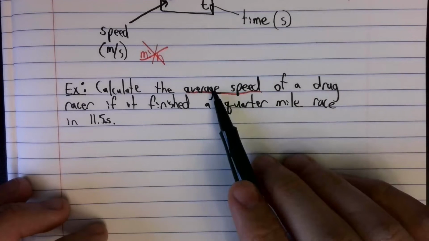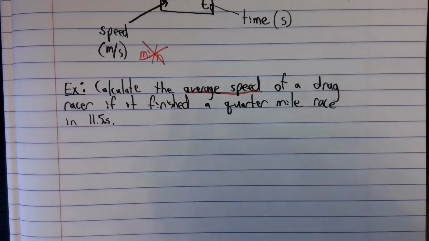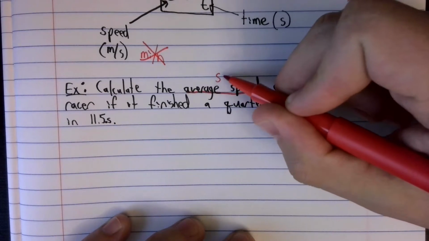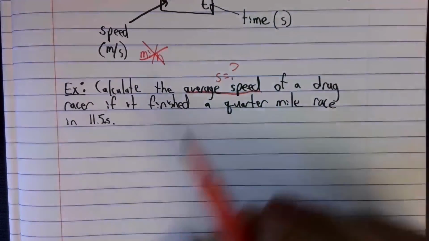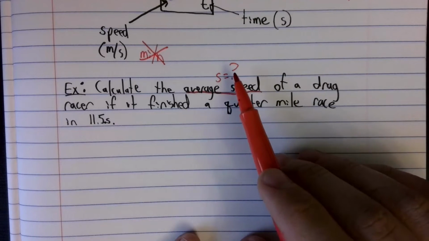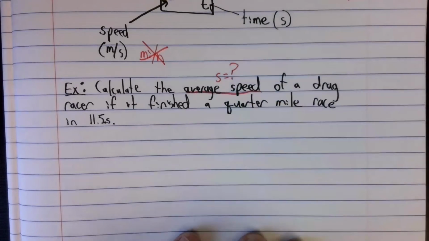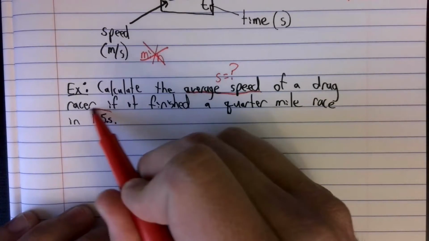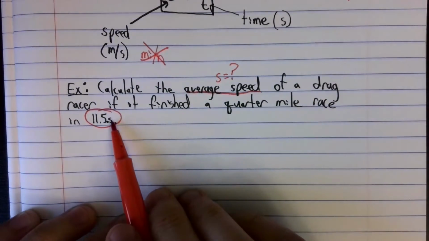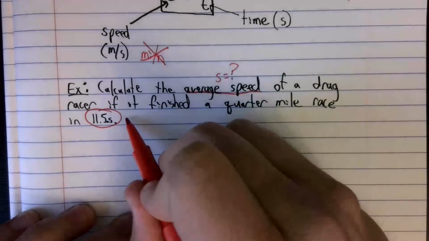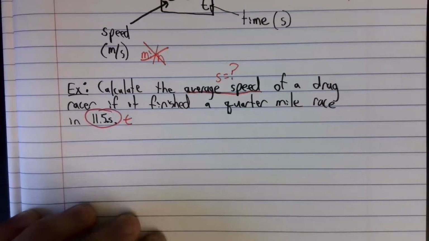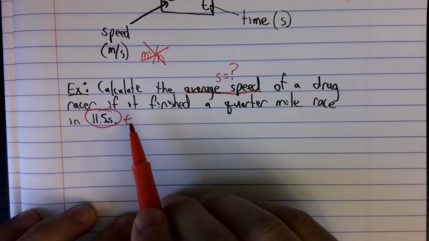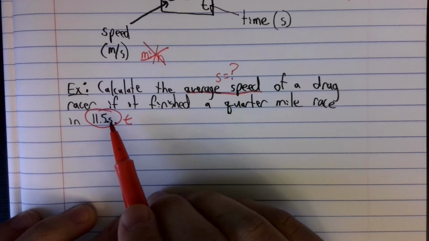Speed and average speed mean the same thing at this point in the course. So it's important to label your problem when you're trying to solve it. I like to annotate, so S equals question mark. That means speed is what I'm trying to calculate. What else do we know? The numbers pop out at you. 11.5 seconds. I know that's time because seconds is a unit of time.